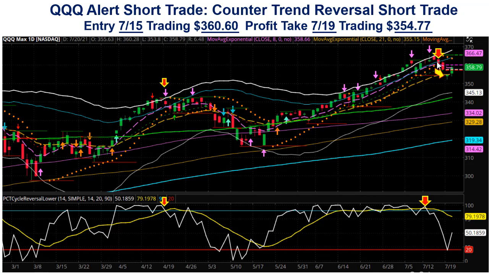All right, so we set this trade up here on the 15th. That was on Thursday. And then we had a down day on Friday, but then we had the big fall through on Monday. So very short duration trade actually.